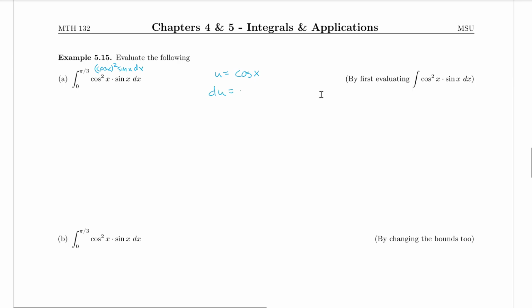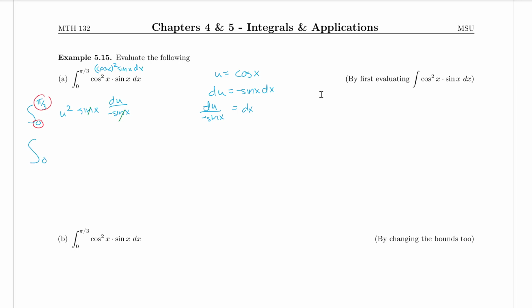Then our du is equal to the negative sine of x dx, or dx is equal to du over negative sine of x. So when we substitute this in, we have the integral from 0 to pi over 3. But we're going to circle those bounds because those are our x bounds and we're changing to u. Inside we have u squared sine of x, since I've substituted the cosine for u, I left the sine of x, and then our dx is du over the negative sine of x, and we get those signs to cancel like we want.